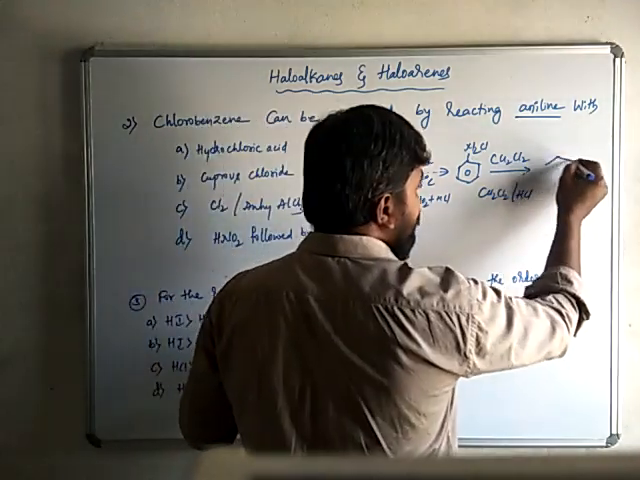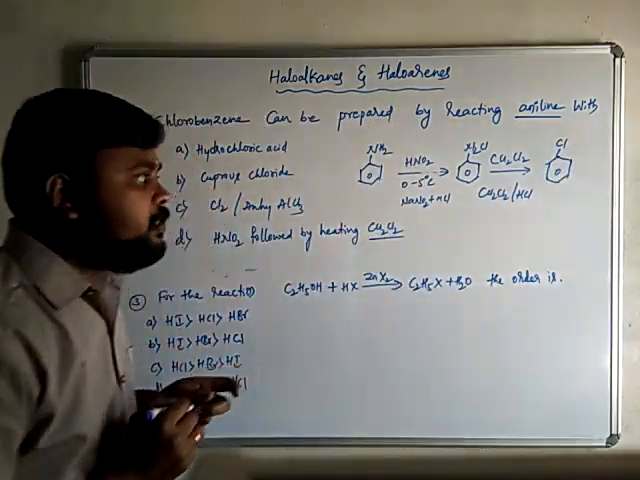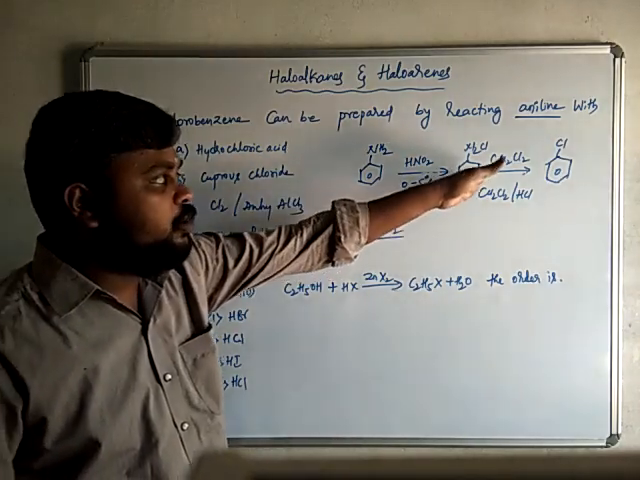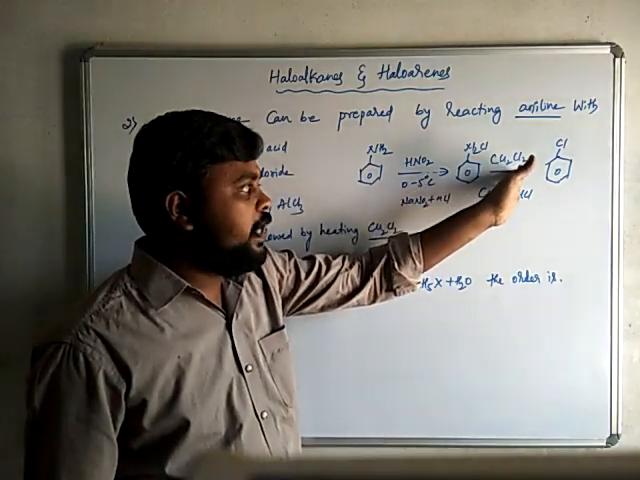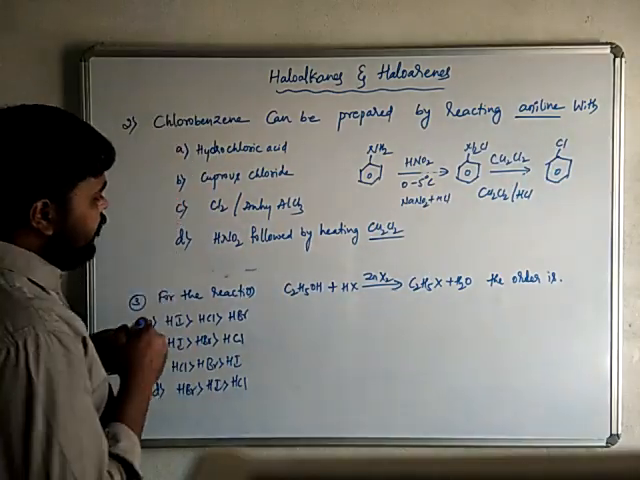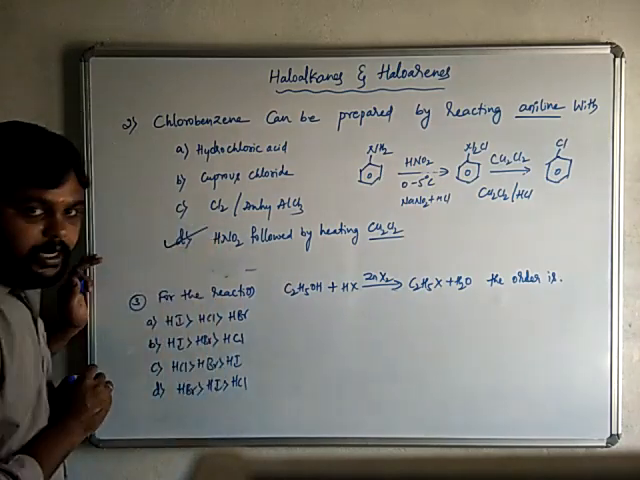So it forms chlorobenzene. So aniline can be converted into chlorobenzene by converting aniline into benzene diazonium chloride, followed by the reaction with cuprous chloride, which gives chlorobenzene. So the right answer here is nitrous acid, HNO2, followed by heating with cuprous chloride.